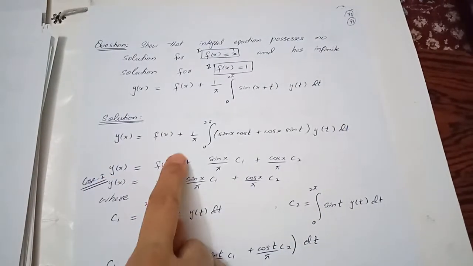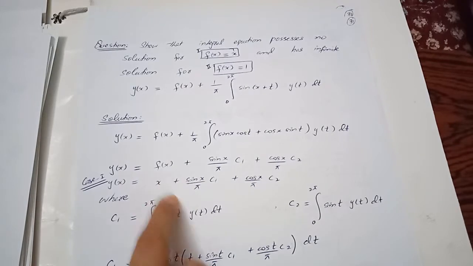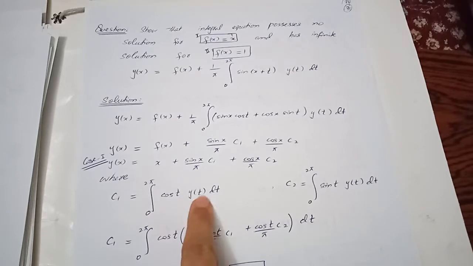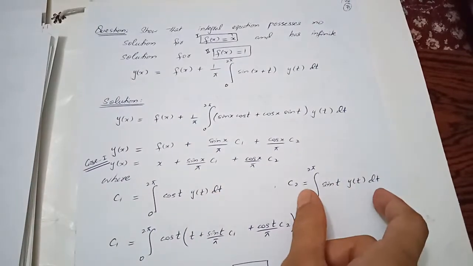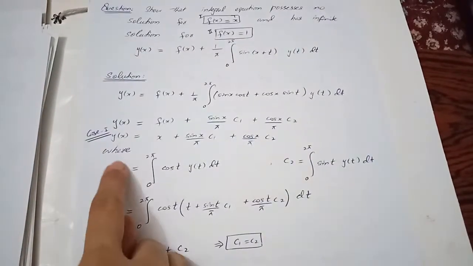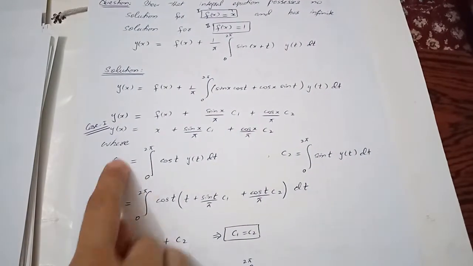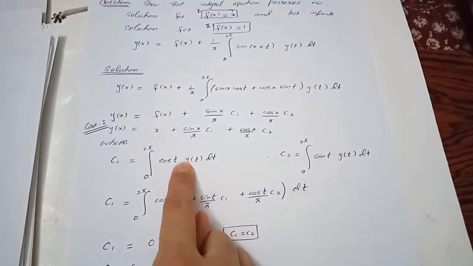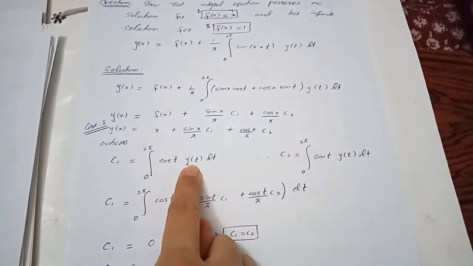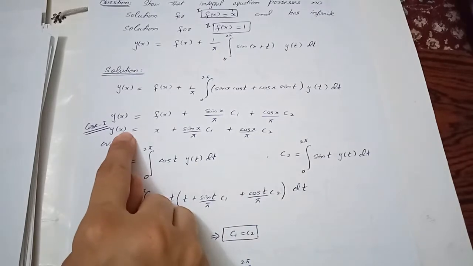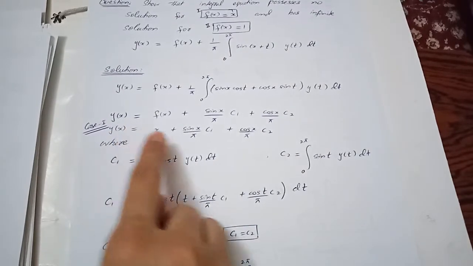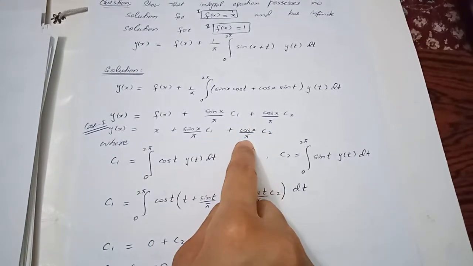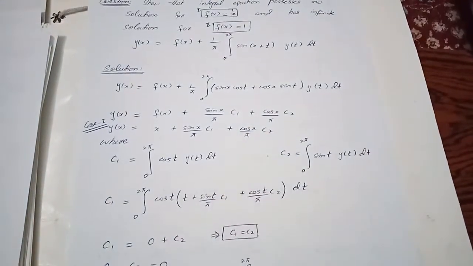So case 1 is when your f of x is x, and you know that c1 was the integration from 0 to 2 pi cos of t y of t dt, and your c2 was this. Now I'm going to solve c1 first. c1 equals the integration from 0 to 2 pi cos of t y of t. I want to plug in the value of y of t here. I have y of x, so let's take y of t as t plus sine of t over pi c1 plus cos of t over pi c2. Plug in here.